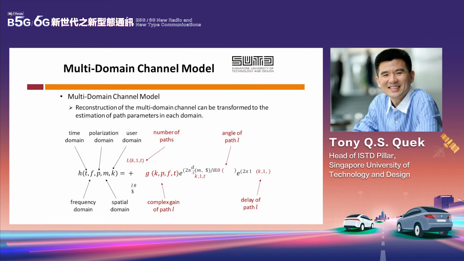And the reconstruction of this multi-domain channel model, as we saw in the few examples in the first few slides, a simple scenario, I need to involve the estimation of parameters associated with the path of each domain. Now, because I have a few domains, I have time domain, I have frequency domain, I have polarization, I have spatial domain, I have K users. So my number of paths will be a function of K, F, T. I have a complex gain of path L, the angle of path L, and the delay of path L. So you can see it's just a generalization of what we have seen in a simple multipath model.